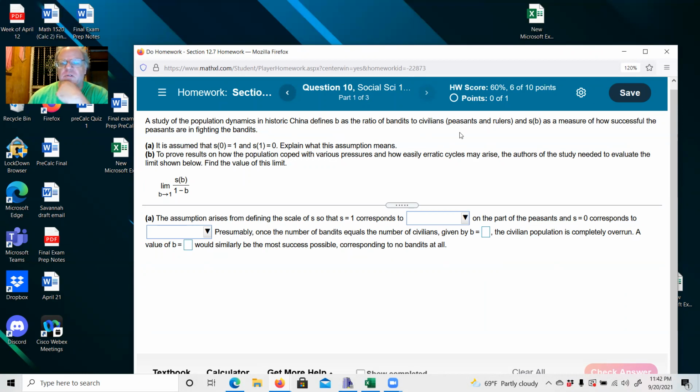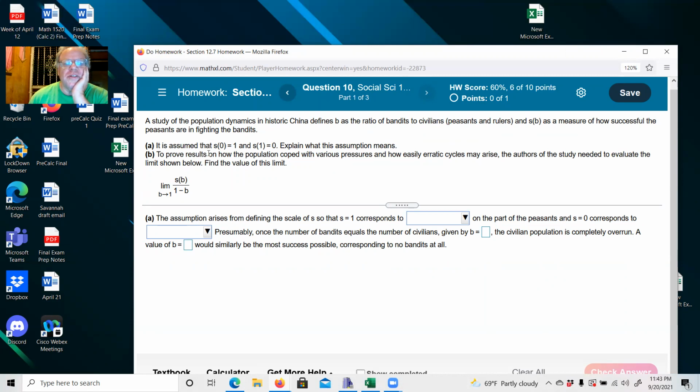Peasants and rulers. And S of B is a measure of how successful the peasants are in fighting the bandits. So this is all looking at the ratio of bandits to civilians. If we have 1 to 4, that would be 1 bandit to 4 civilians. And S of B is how effective the peasants are in fighting the bandits.